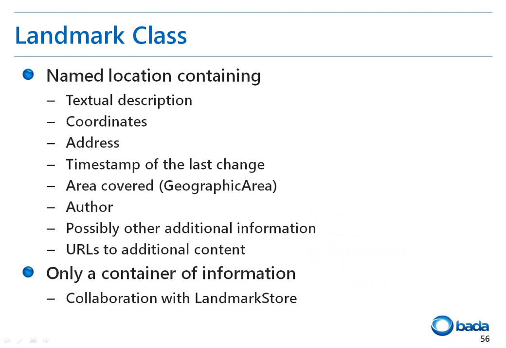As I mentioned previously, the Landmark class is a named location. The information saved includes the location description, the location, the address, the last update time, the area, the author, and additional information. The landmark is an object that's temporarily used to get information from the landmark store, or to send data to the landmark store.